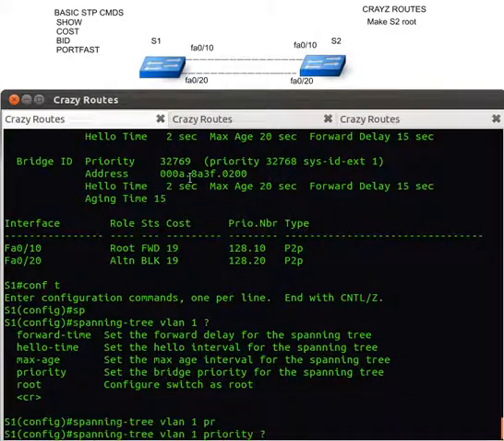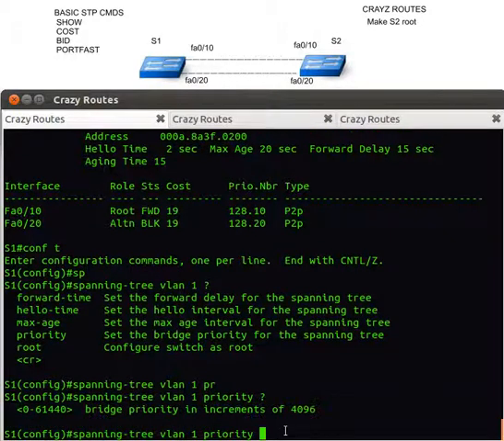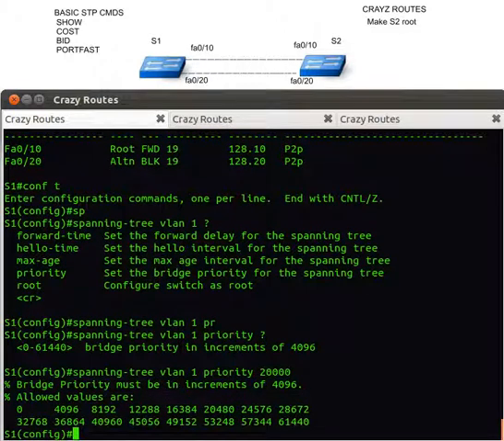24,577 minus 4096. Let me show you. Let's just put in 20,000. 1, 2, 3. Yes. Oh, we cannot use that. So this is what switch 2 is using. This is what we will have to use to make it lower, to make this bridge the root.